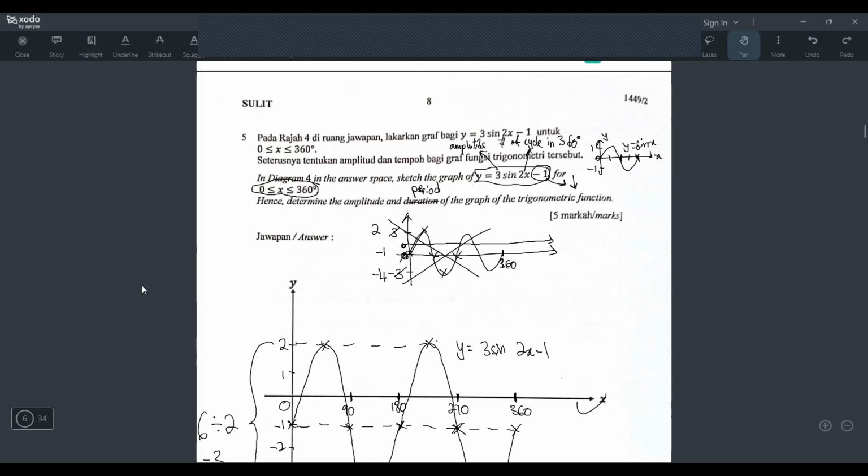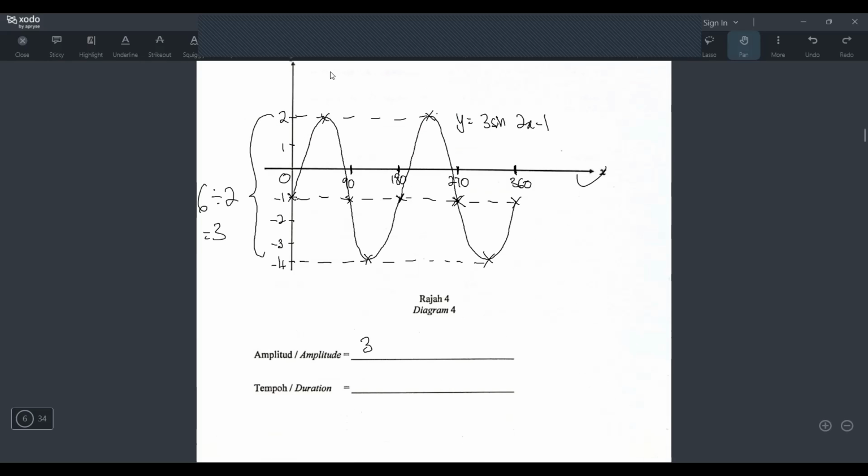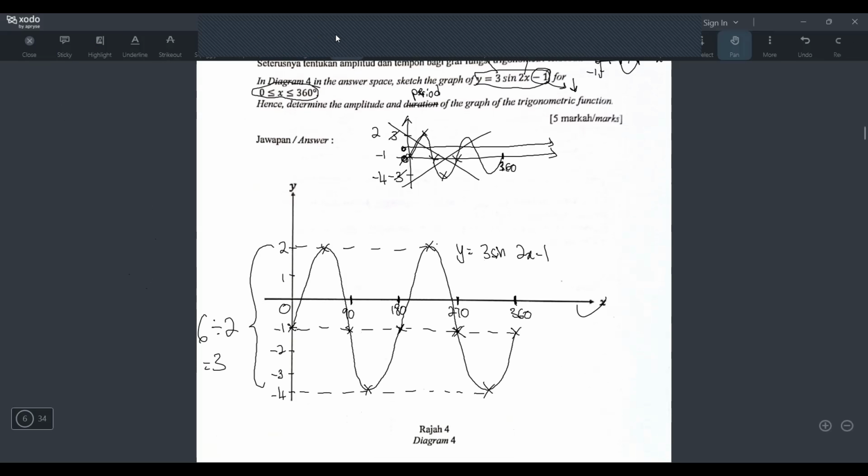Okay, let's look at the next part. Find the duration of the graph. But I think they want the period. It's called the period actually. What is period? Okay, I'll just tell you the formula. There's one formula to find the period. Period is just 360 divided by B. What is your B? Your trigo equation, if it's sine, will look like this: A sin(Bx + C).